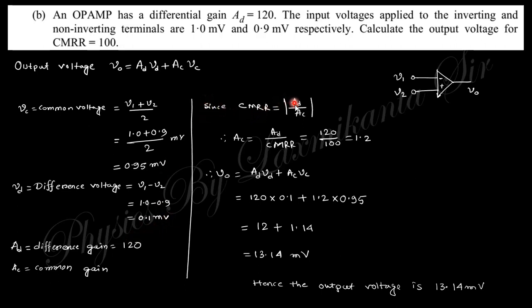Since CMRR is the mod of AD by AC, AC is nothing but AD by CMRR. So AD is 120 and CMRR is 100, so you will get AC is 1.2. So VO, that is output voltage, is AD VD plus AC VC. AD is 120, VD is 0.1, AC is 1.2, and VC is 0.95. Just putting in these values, you will get the answer. I think it is clear.